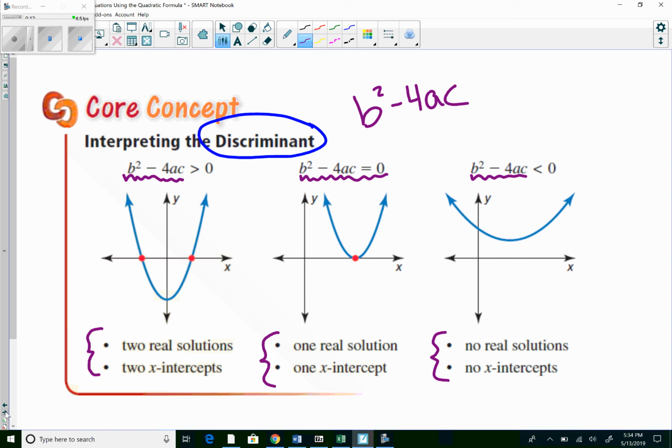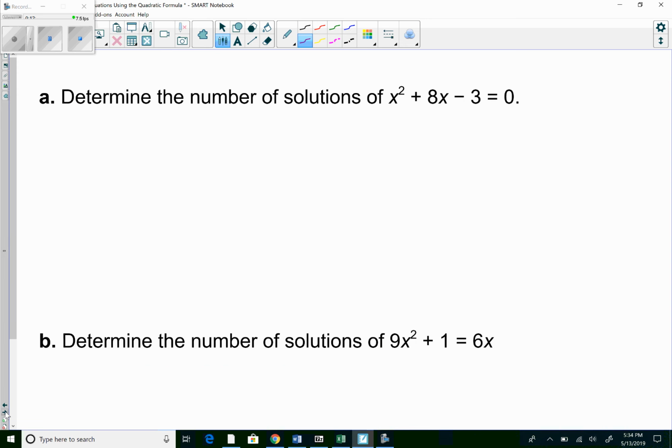Okay? So let's take a couple seconds. I'll do these next 2 examples with you, and then I'll have you guys do 7, 8, and 9 on your own.